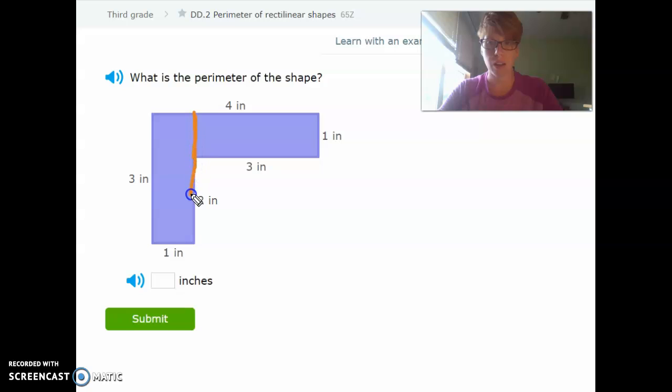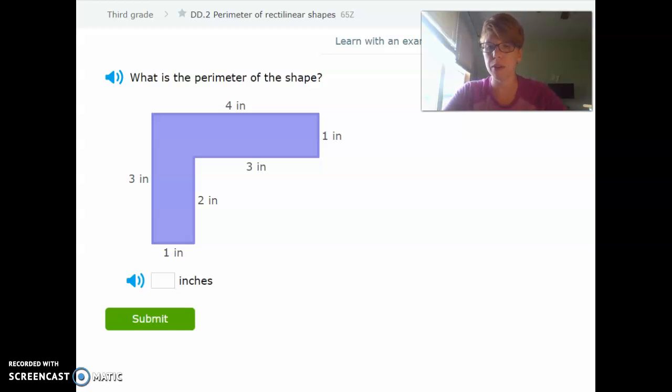I've got this rectangle right here, and then, oops, sorry about that. And then I've got this rectangle over here. So this is basically two rectangles put together. And it's our job to find the perimeter of this shape.